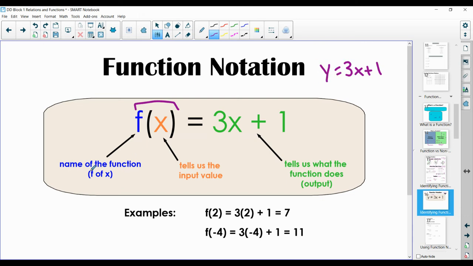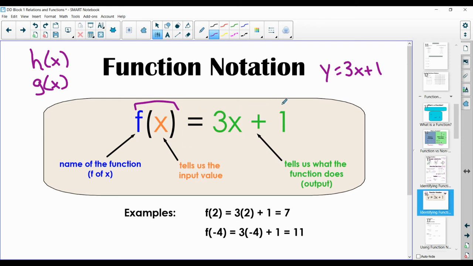And so f of x is what's called the name of the function, and it's read as f of x. It is not f times x. So it's read as f of x. If I wrote an h with the brackets and x, that would be read as h of x. If I wrote a g, it would be written as g of x. And that's just saying that h is a function of x, or g is a function of x. And the x value represents our input.